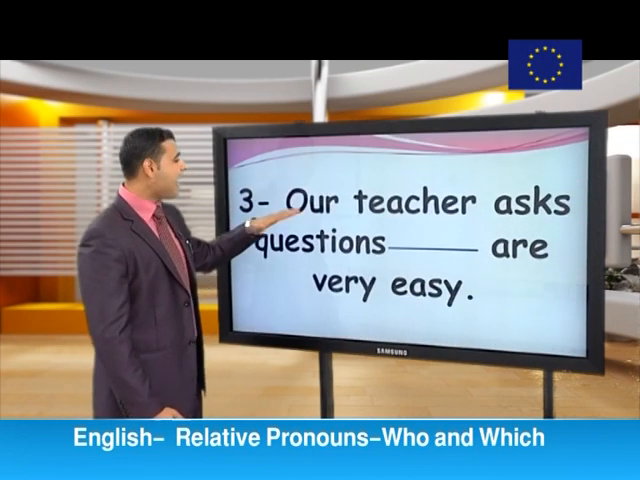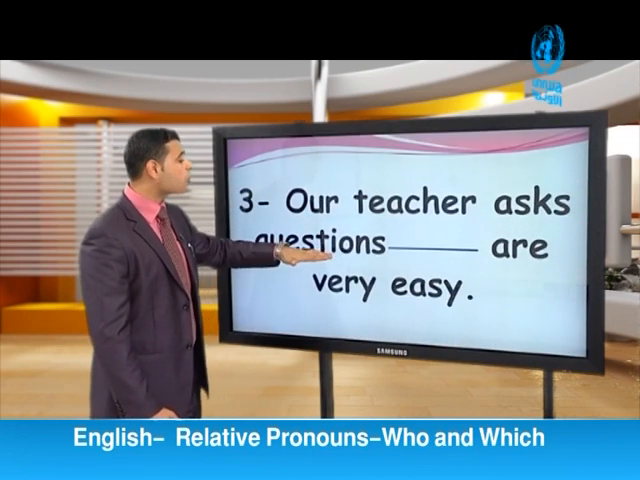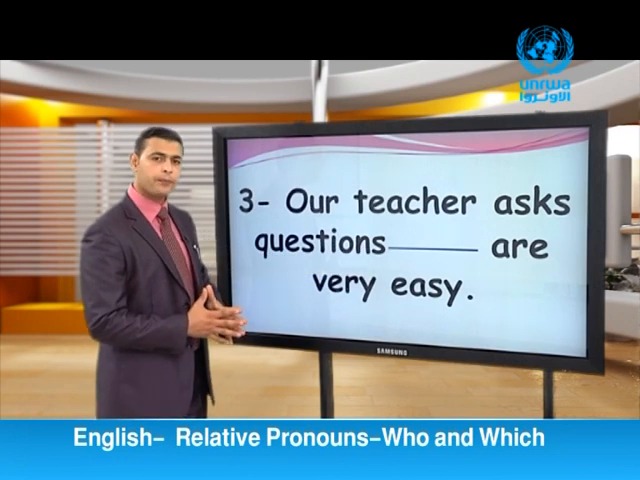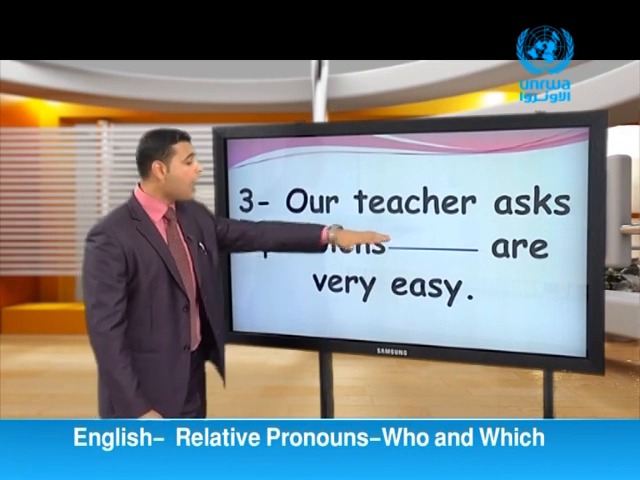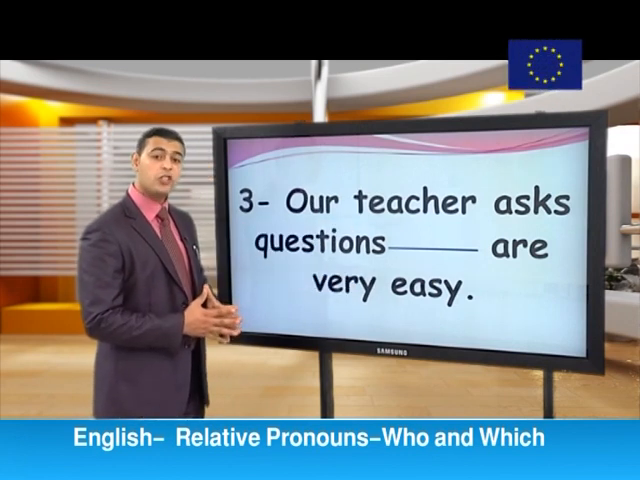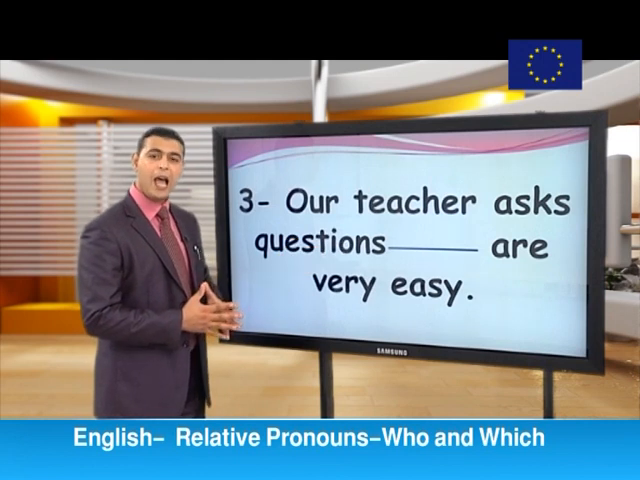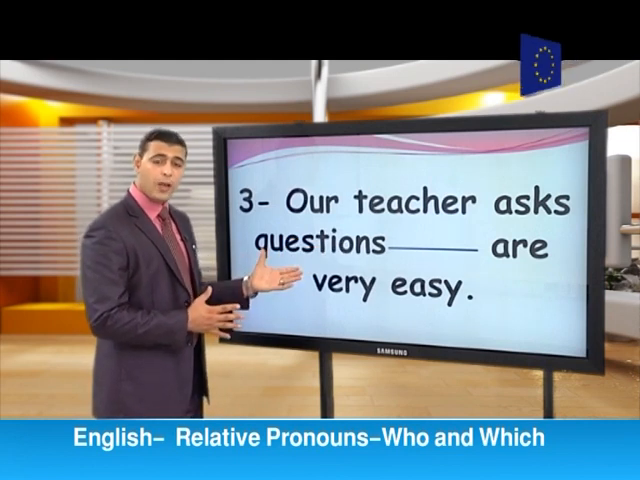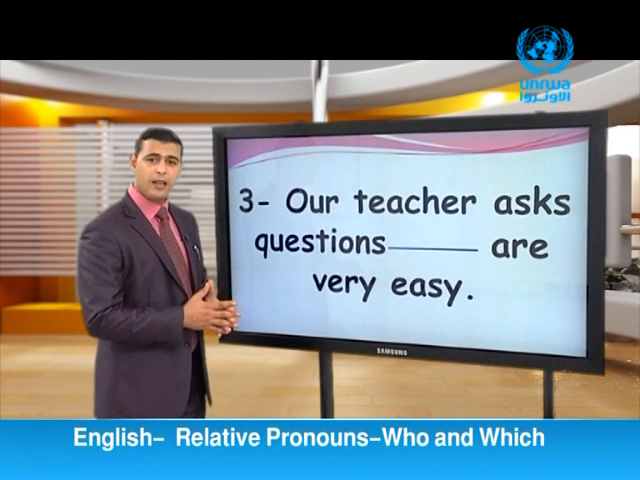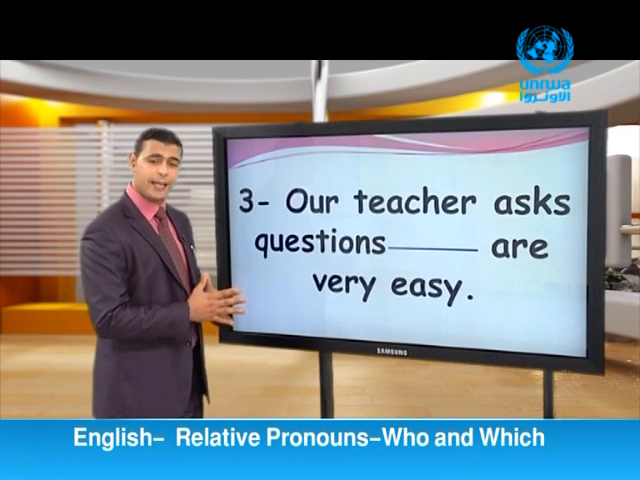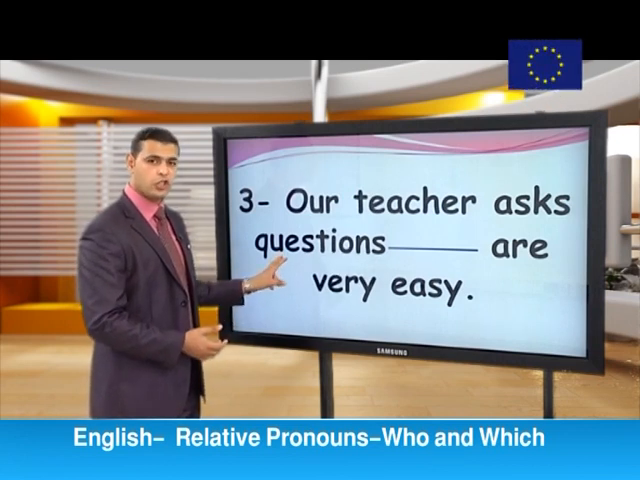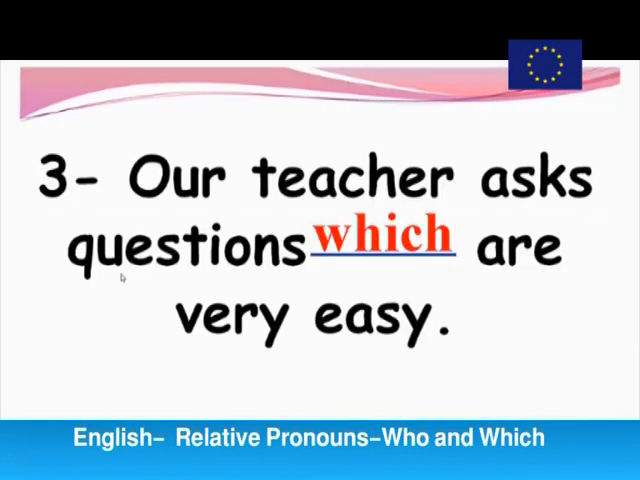Number 3. Our teacher asks questions are very easy. Here our teacher asks questions. يطرح أسئلة. Questions, is it people or a thing? هل هي عاقل أم غير عاقل؟ إنها غير عاقل، أسئلة. لذلك يجب أن نستخدم ضمير الصلة which. لنقرأ الجملة مرة أخيرة. Our teacher asks questions which are very easy.